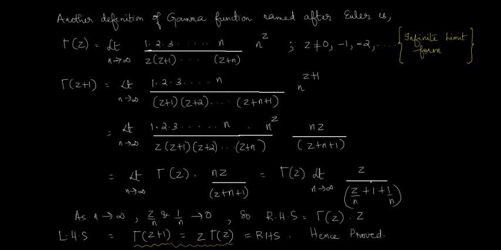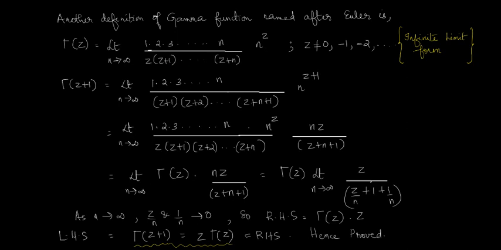So gamma of z can be defined as limit n tends to infinity of a fraction where the numerator includes 1 into 2 into 3 into etc. up to n, and the denominator has terms like z into z plus 1 into etc. up to z plus n, and then you have n raised to z. Here again, z cannot take the values 0, minus 1, minus 2, etc. minus n. This is quite clear from this representation, because for all these values, this function just blows up.